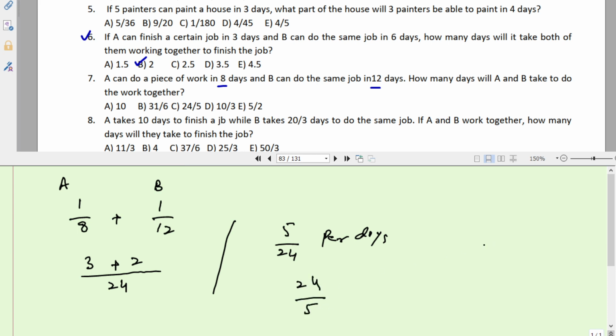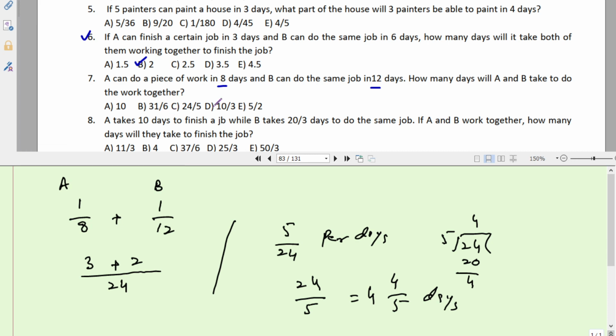That means if you convert it into fraction or decimals, it will take 4 and 4 over 5 days. Means 4 days and 4/5 of the next day, 5th day. Okay. So 4 and 4 over 5 is your answer.